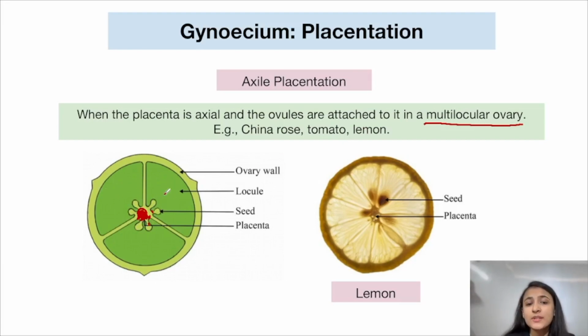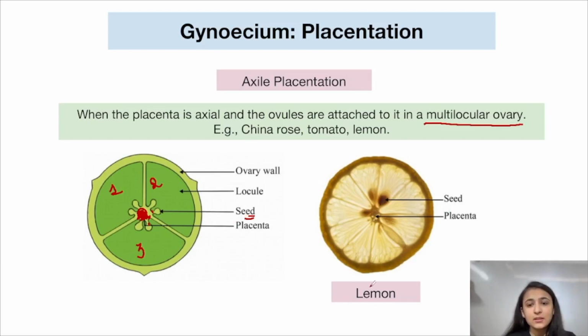So how many locules are present here? Number 1, number 2 and number 3. Three locules are present in this ovary, and each locule contains 2 ovules. Here 2 ovules are present, here 2 ovules are present, and here 2 ovules are present. And here seed is mentioned because ovules ultimately convert into seeds post-fertilization. So seeds are ultimately formed from the ovules only.